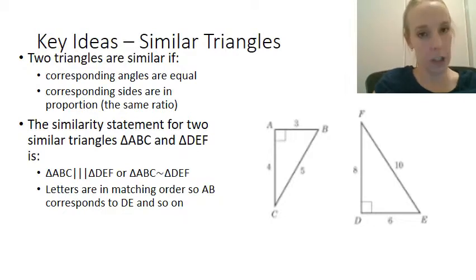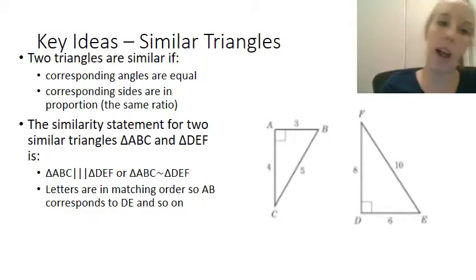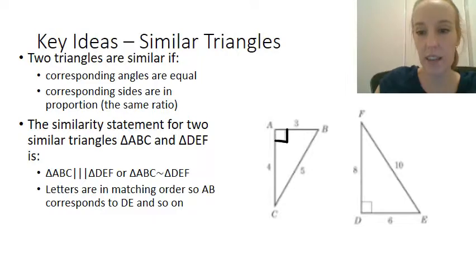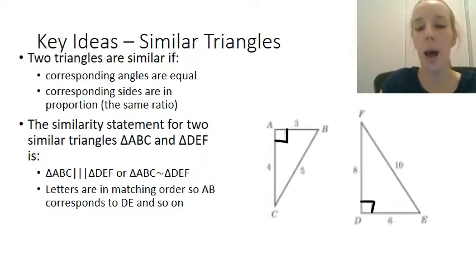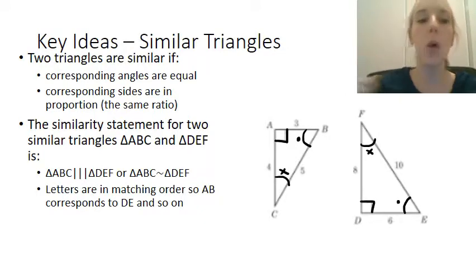Okay. So some more key ideas. This time we're looking at similar triangles. So on the right here I've got an example. It's not drawn to scale, but they are similar triangles. So two triangles are similar if the corresponding angles are equal. So obviously both of these have right angles, so they're both going to be equal. They're both going to be 90 degrees there. Then we've got an angle here, and that would have to be equal to this angle here. And this angle here would have to be equal to this angle here. So all the angles would have to be equal.